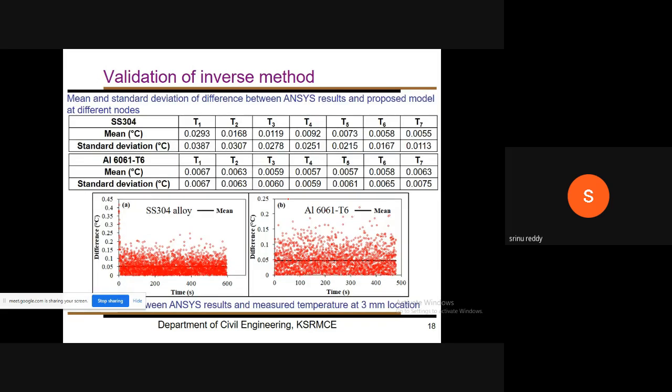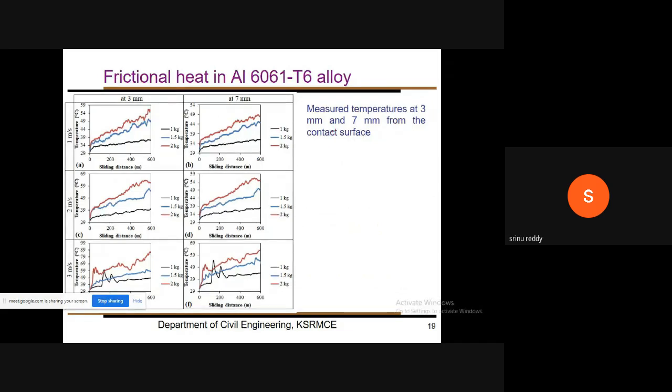So we have compared the results from the finite element method and what we have observed. The error, the difference between the MATLAB code we have written and the finite element method, is very small. The mean value is around 0.05 degrees centigrade for both the materials actually. Later we applied this for different experimental conditions, like I mentioned, 1 kg, 1.5 kg, and 2 kg for all the experiments.